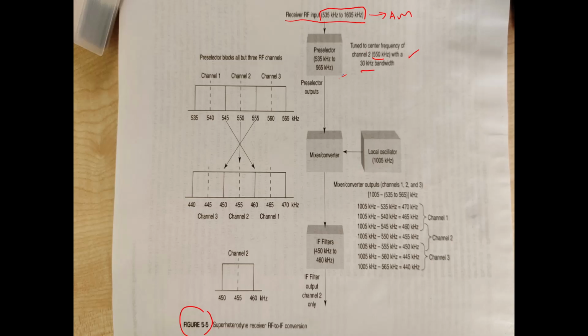The preselector has a bandwidth of 30 kilohertz. So that means it will center at 550 and the range here is 30. Sorry, I erase this one.